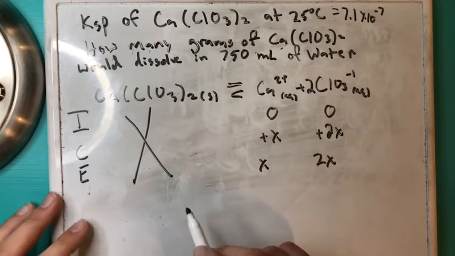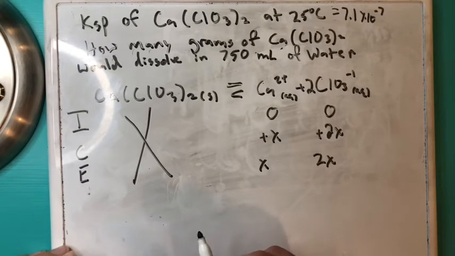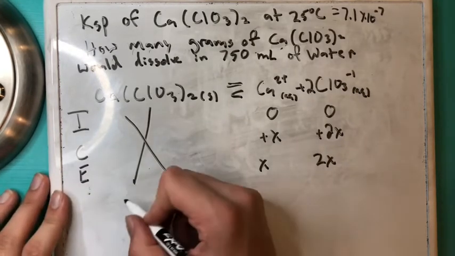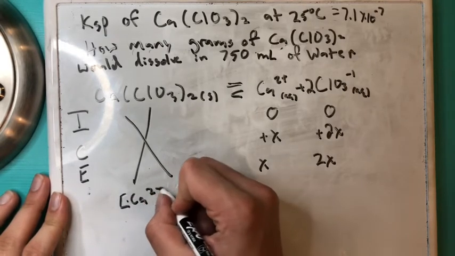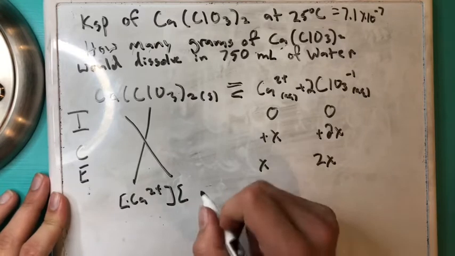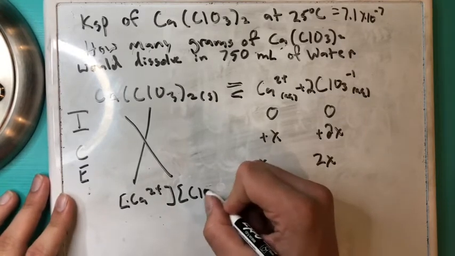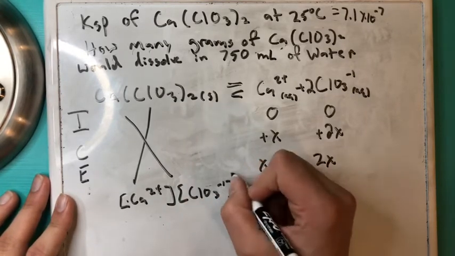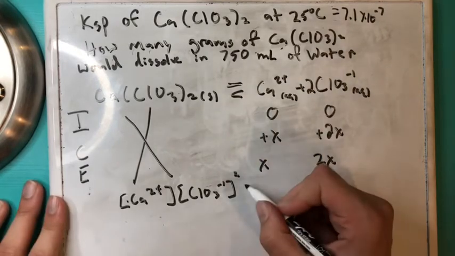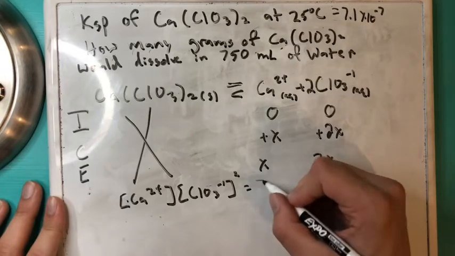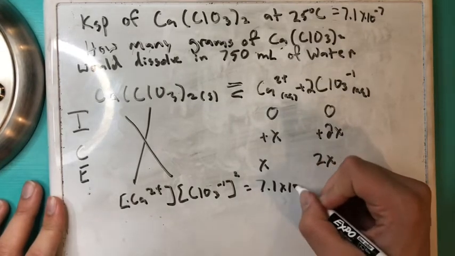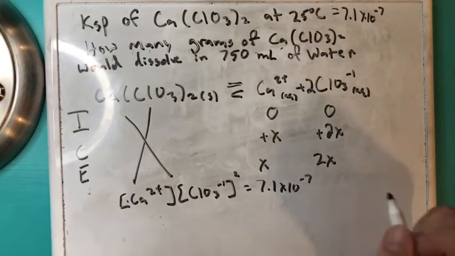And then the next thing we have to do is write out the equilibrium expression, which is the concentration of Ca2 plus times the concentration of ClO3 minus 1 squared, because of the coefficient, equals our Ksp of 7.1 times 10 to the -7th.